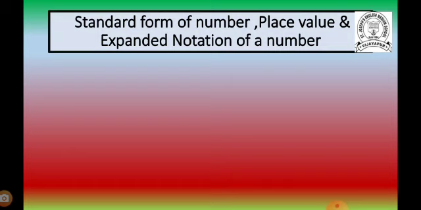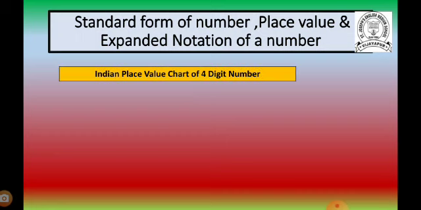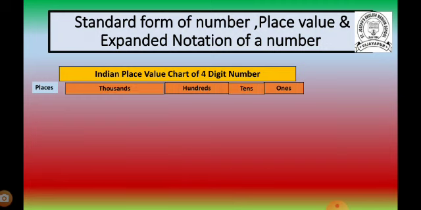First, we will draw the Indian place value chart of 4-digit numbers. First, we have to draw the places of the chart, that is ones, tens, hundreds, thousands. These are the 4-digit number place values. Ones is 1, called units, which are single digits. And tens means 2-digit numbers, like 10, 25, 32, 37. They are called 2-digit numbers, that is tens numbers.